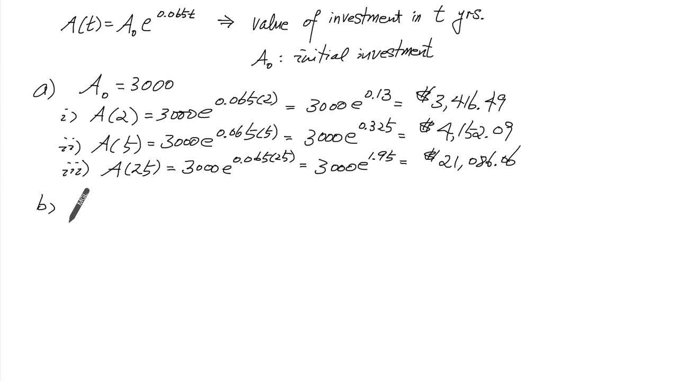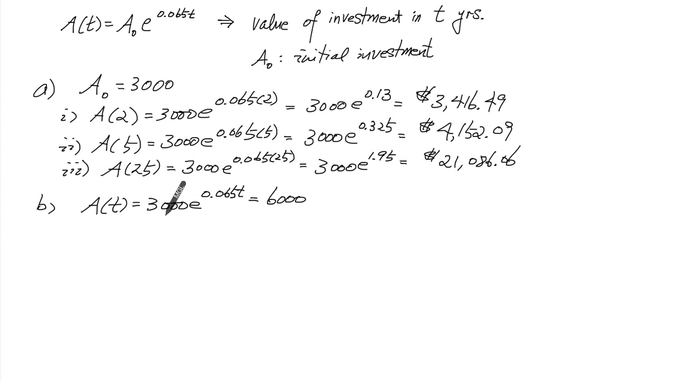Let's take a look at part B. How long will it take for this investment to double in value? So what we're looking for is a value of t. For what value of t, or after how many years, would this double in value? Or will it become $6,000, double of 3,000?